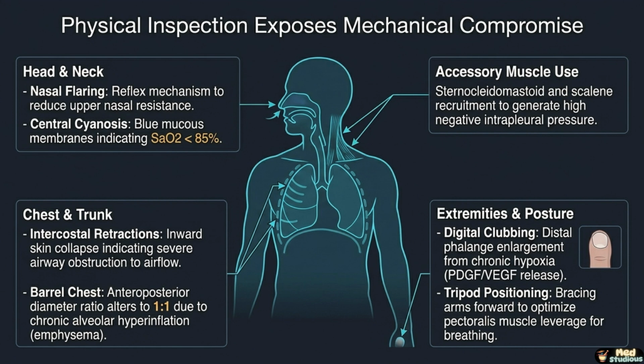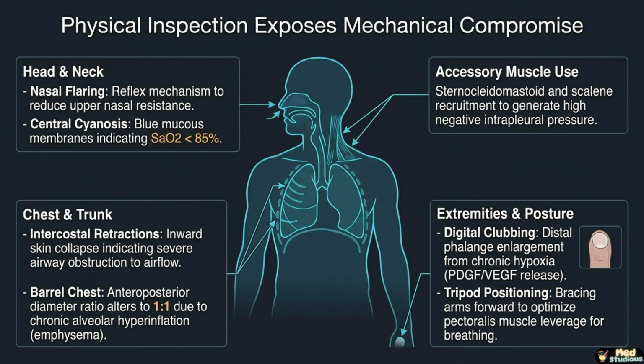Long before any test results come back, a trained eye can detect respiratory distress just by looking at the patient. At the head and neck, nasal flaring is a reflex mechanism the body uses to reduce resistance in the upper airway during labored breathing. Central cyanosis, a bluish discoloration of mucous membranes, indicates oxygen saturation has dropped below roughly 85%, a genuine red flag. Moving to the chest and trunk, intercostal retractions, visible inward collapsing of skin between the ribs, signal severe obstruction to airflow.